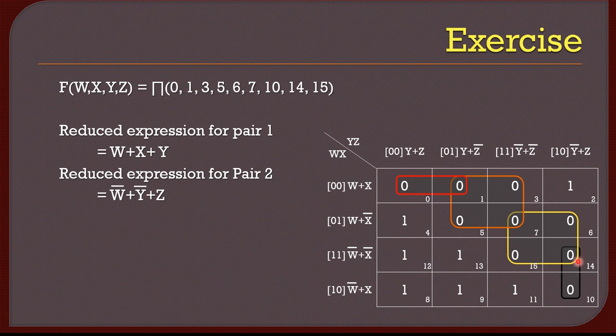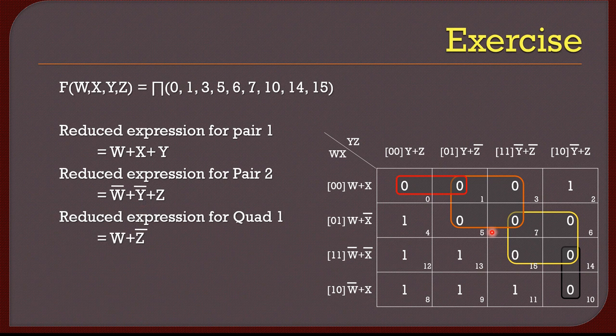Now reduced expression for pair 2, you can see here w dash has been same for both the boxes, it does not change its state, and you can see x dash changes state to x, so you are going to remove x here, and you can see y dash and z will be the same for both the boxes 14 and 10. So you will have w dash plus y dash plus z. So that is the reduced expression for pair 2.